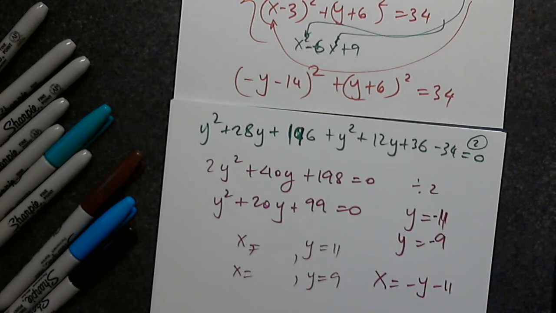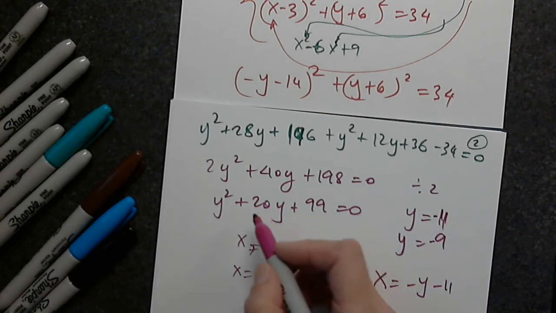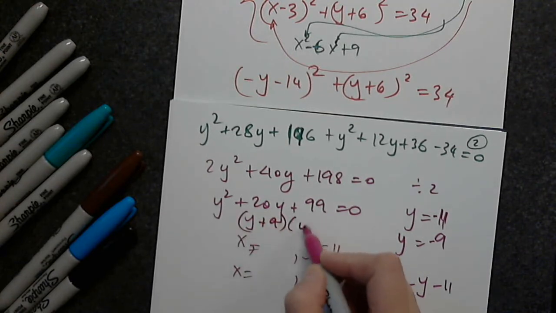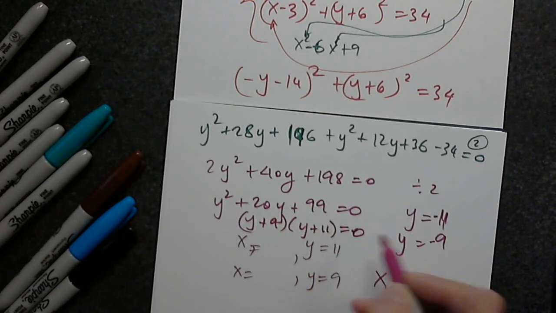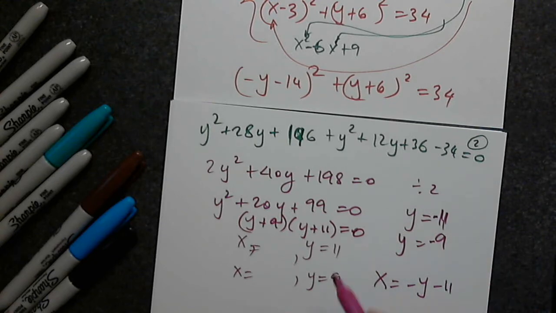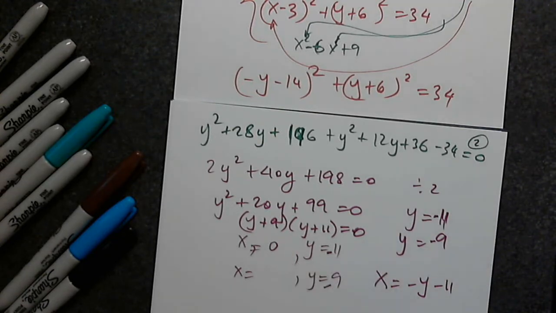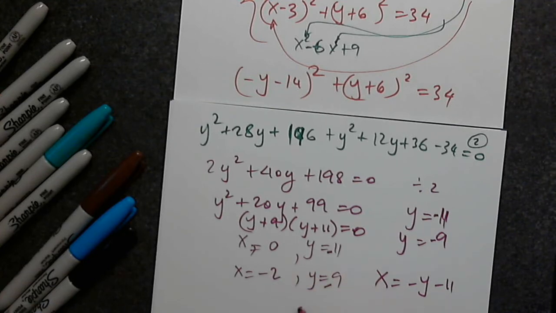You meant negative. Okay. Yes, so it's y plus 9 and y plus 11. And then the solutions are these. Correct. Negative 9 and negative 11. Perfect. So when we plug in negative 11, we get x equals 0. Would you agree? When we plug in negative 9, we'll get negative 2. So the solutions are 0, negative 11, and negative 2, negative 9. Would you agree with that? And of course, you will go back and check.